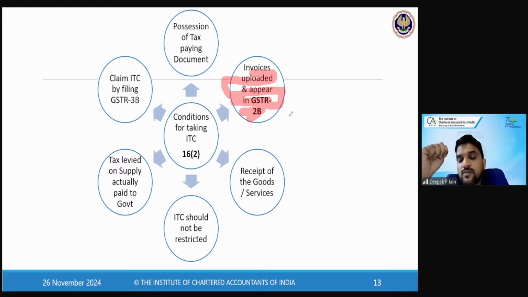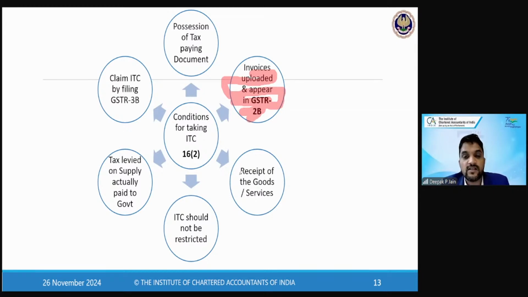Okay, so the invoice should be uploaded by the vendor and it should appear in your 2B. That is the second condition. Without appearance in 2B, you cannot claim the credit. Okay, so if the invoice appears in your 2B, only then can you take the credit, otherwise you cannot. So the credit which is appearing in your 2B, only that is the credit which is available.